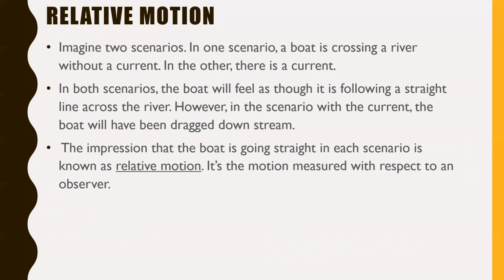If you're chugging along, going across the river, regardless of whether there's a current or not, you're going to feel like you're crossing the river in a straight line. However, in the situation with the current, the boat will have been dragged downstream. Now, the impression that the boat is going in a straight line in each scenario is known as relative motion. It's the motion measured with respect to an observer. So to someone who's in the boat, if you were not looking at the shoreline, if you didn't have any other reference point, you'd feel like you're just going straight across the river.